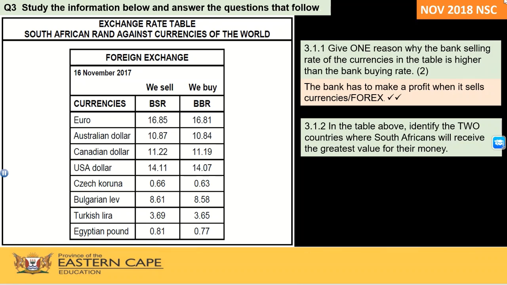So that should immediately assist you in answering the question, which 2 countries will give South Africans the greatest value for their money? And those are obviously going to be the 2 countries where the South Africans will pay the least amount to buy the currency of that country. And there you see up on the screen the Czech Republic, which is the currencies, the Czech koruna, and Egypt uses the Egyptian pound.